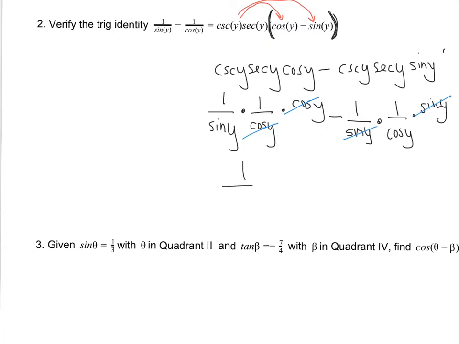So I'm left with 1 over sine y minus 1 over cosine y, which is exactly where I wanted to get to. We knew where we were trying to aim for. We knew what we wanted to end with. We just had to show the steps to progress from one side to the other.